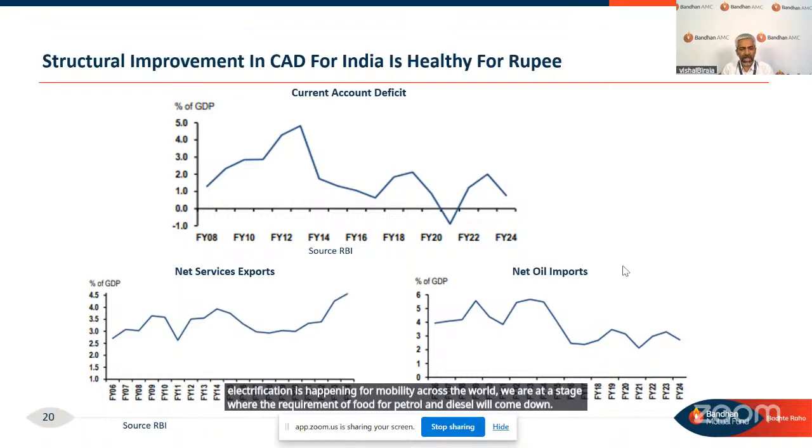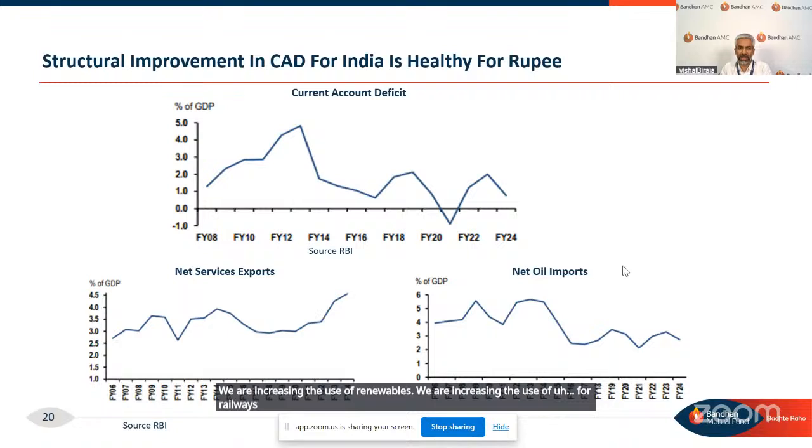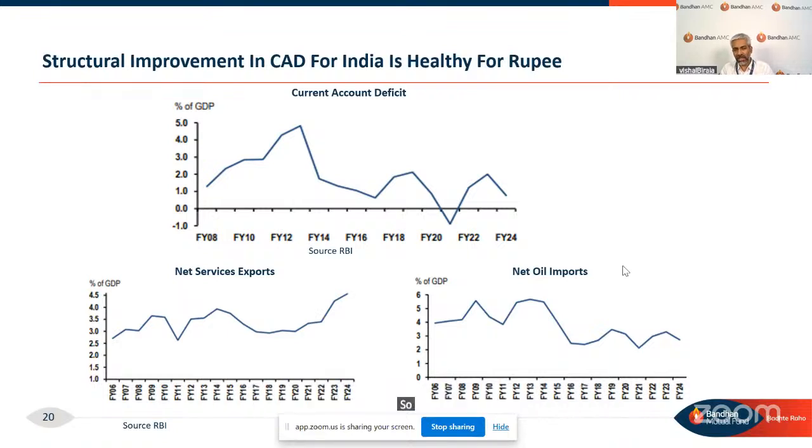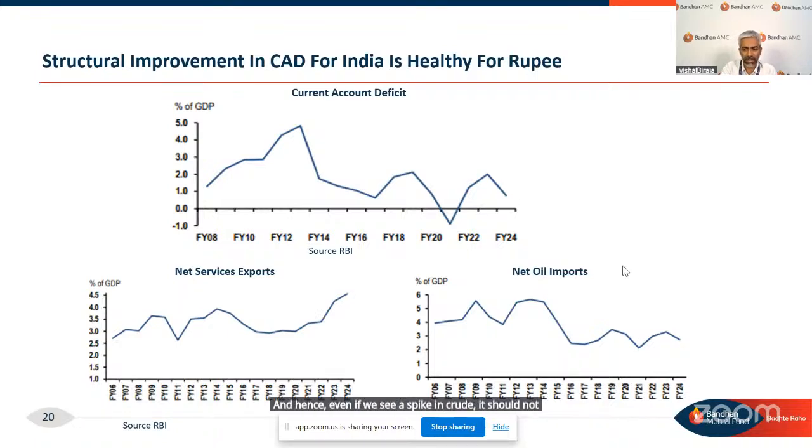In India, what is happening is we are increasing the use of ethanol, we are increasing the use of renewables, we are increasing the use of electricity for railways. Railways are now 98% electrified. So the energy transition that is happening globally and in India is here to stay, and hence even if we see a spike in crude, it should not impact our current account much.